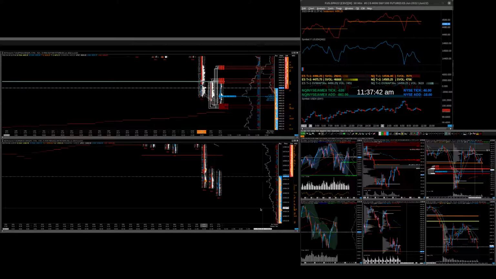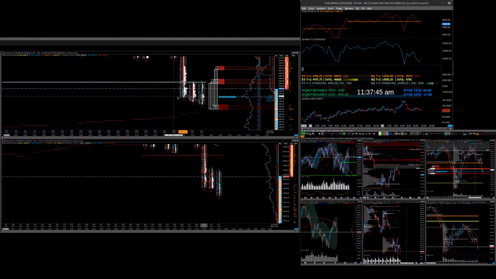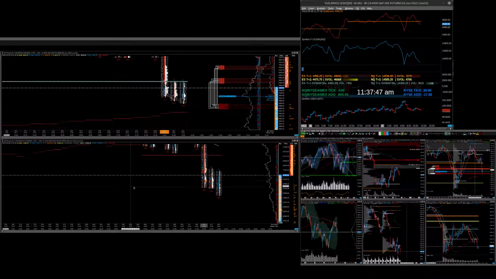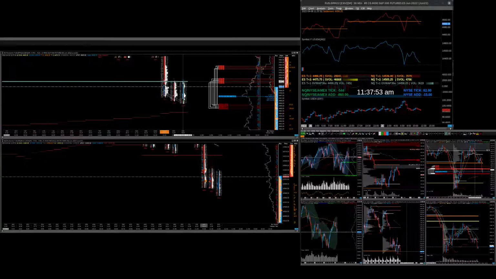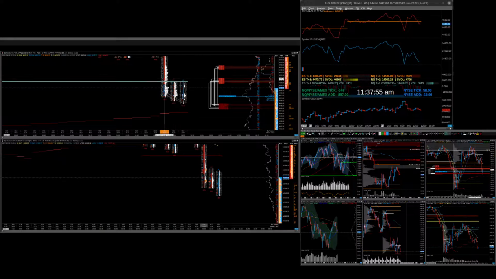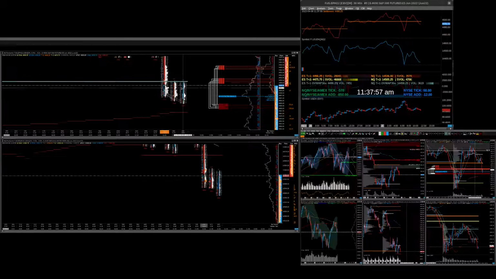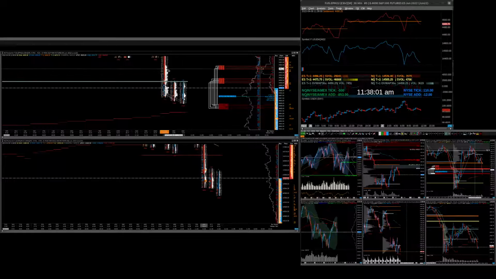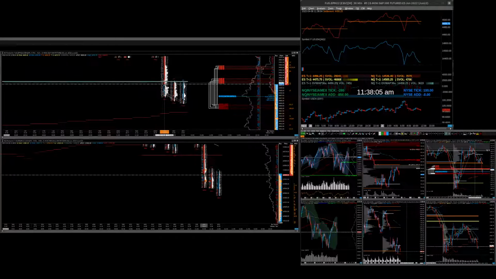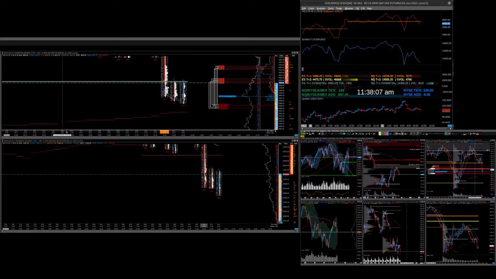Opening VWAP test here, right up against it. See that? Boom. But now there's stops above it. But the stops are right into this volume node. So who knows? Maybe we chop around a little bit. But I would expect us to push through here and test this volume here. Because remember, there's sellers and there's buyers. It goes both ways.